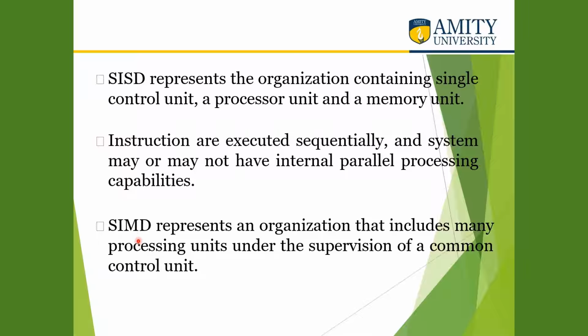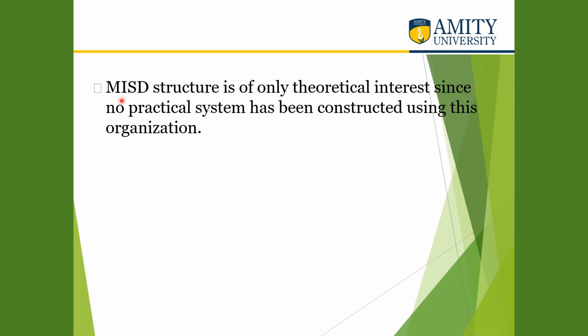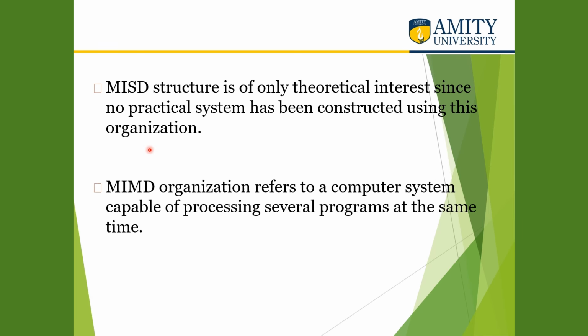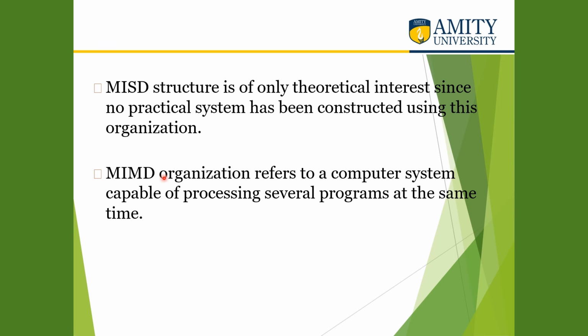When we have multiple streams of data, this means that it has many processing units under the supervision of a common control unit. The instructions are controlled by a single control unit, but since we have multiple data streams, that means we have multiple processor registers. Data is stored in multiple processing units and is controlled by a single control unit. In multiple instruction single data, as I said, it's only of theoretical interest since no practical system has been constructed using this organization.